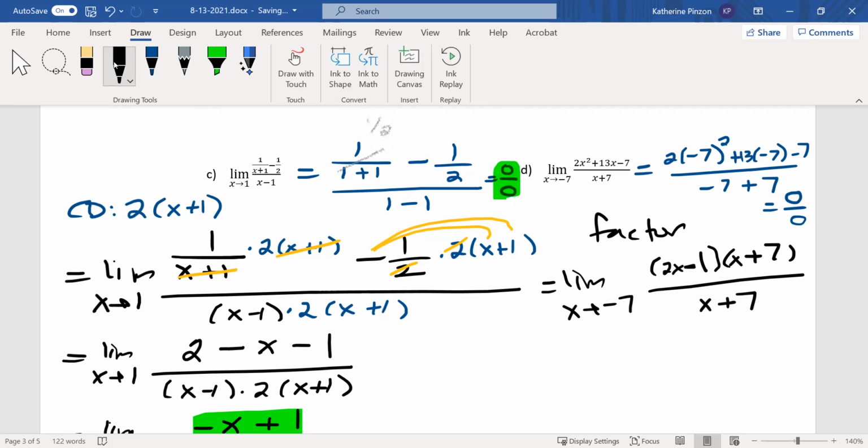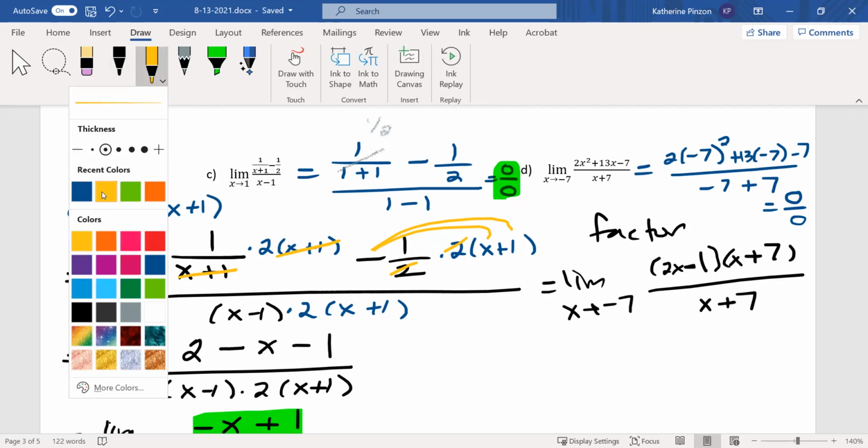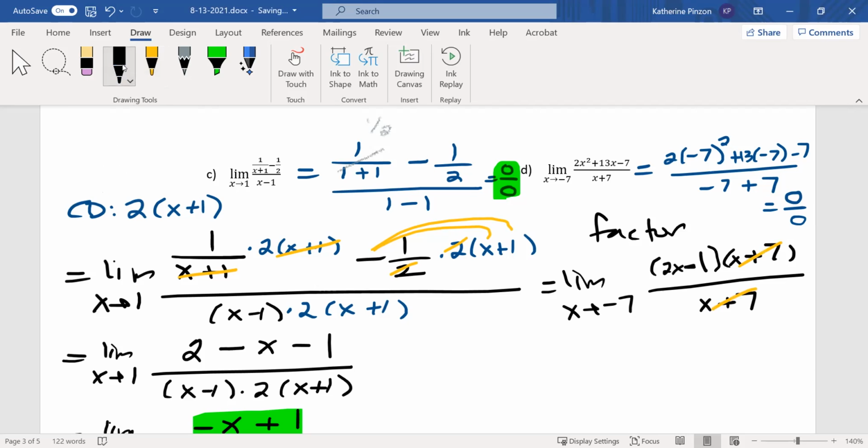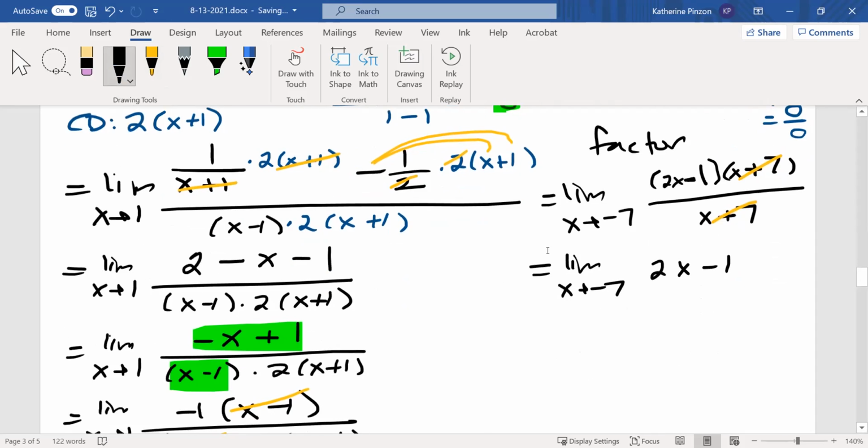All right, now what? Cancel. Yeah, that was lucky. Probably not lucky. We chose it that way on purpose. Equals limit as x goes to -7 of 2x minus 1. Now the last piece is I got rid of that x plus 7 in the denominator, which was causing me problems. Plug in -7 and see what happens. 2 times -7 minus 1, -15.